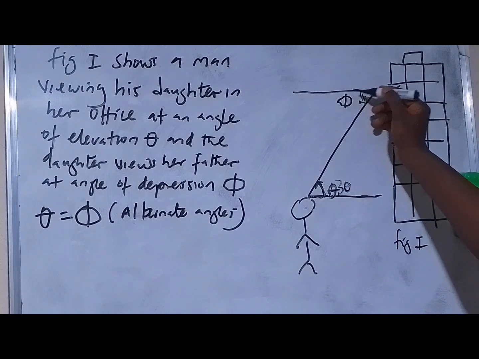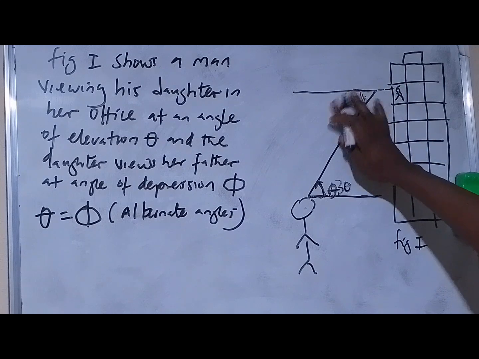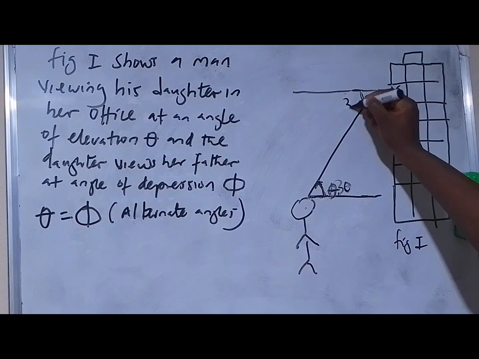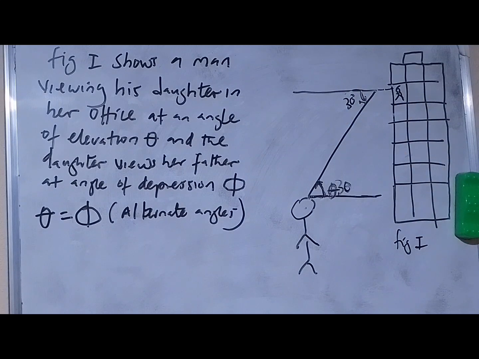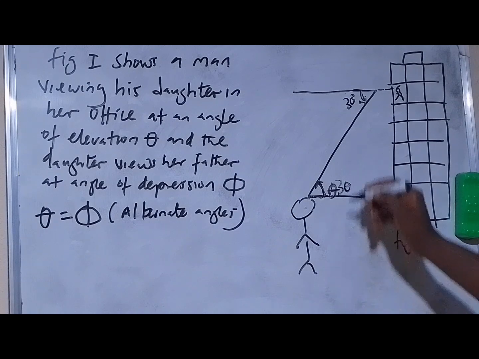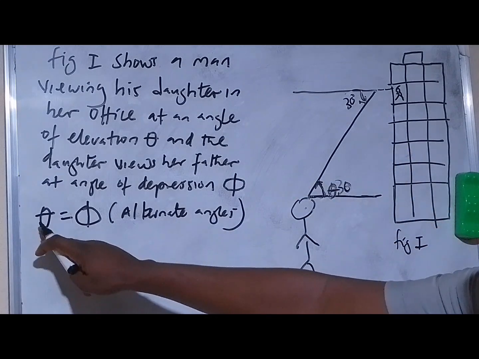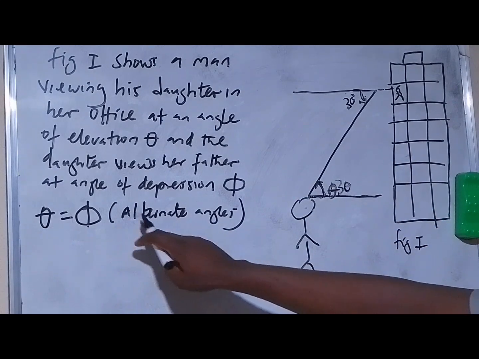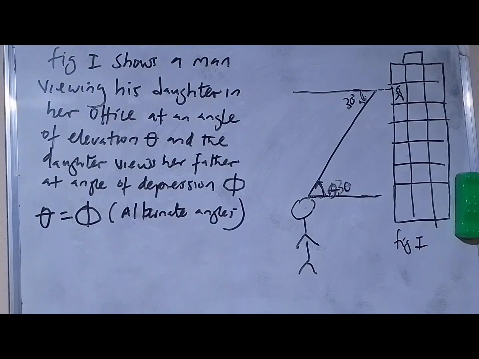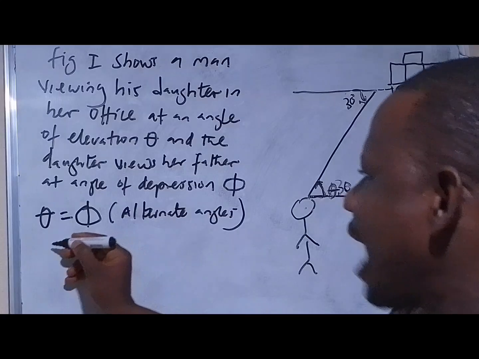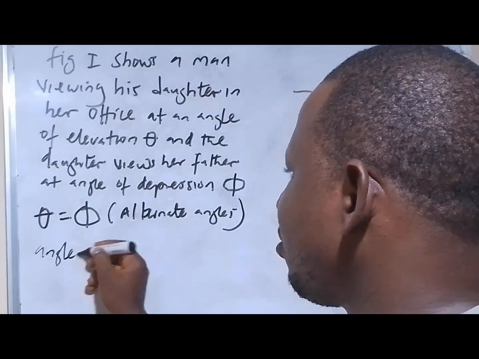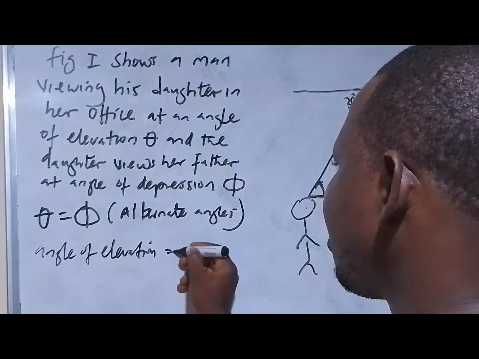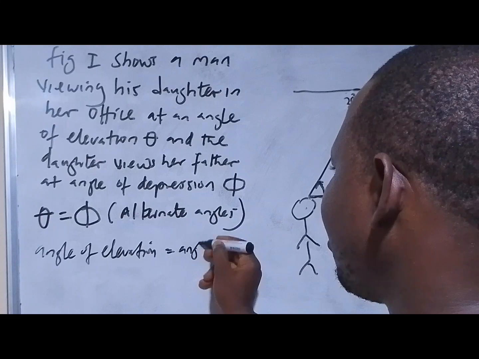here too will also be 30 degrees. Which shows that the angle of elevation and angle of depression are alternate angles and they are equal. So angle of elevation is equal to what? Angle of depression.